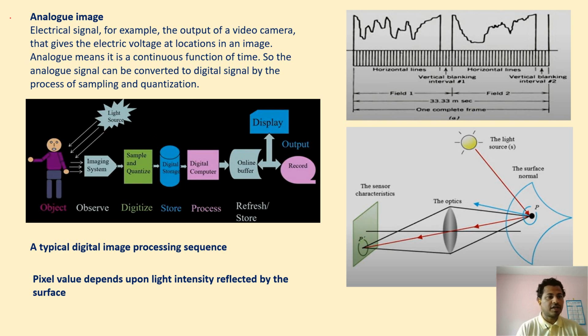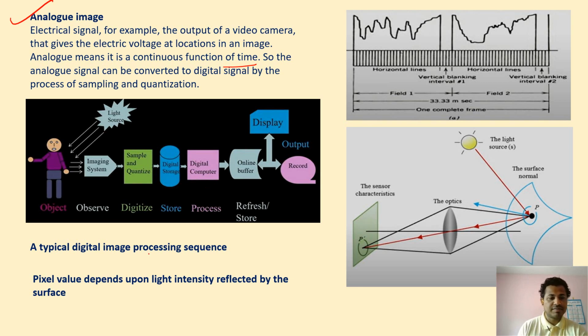Now if you talk about an analog image, it is an electrical signal, for example the output of a video camera that gives the electrical voltage at locations in an image. Analog means it is a continuous function of time. The analog signal can be converted to a digital signal by the process of sampling and quantization. So when a light source falls on the imaging system, we sample and quantize, and there is a digital storage, digital computer, online buffer, display image and output quality.